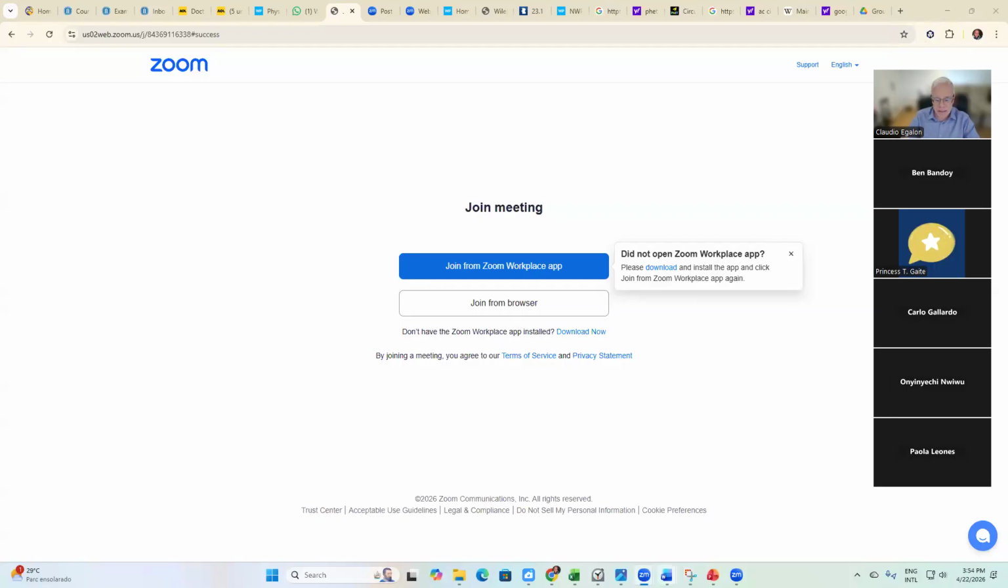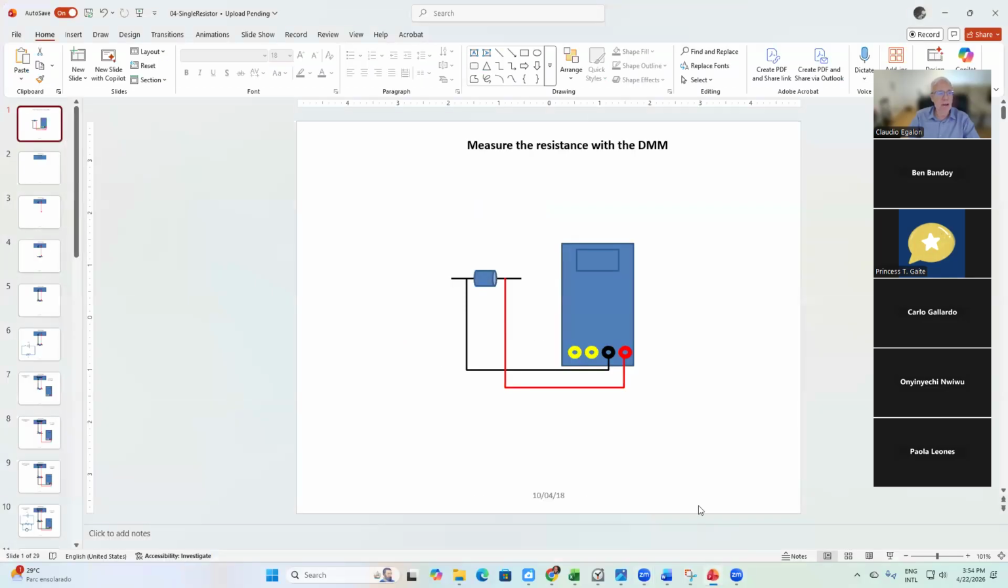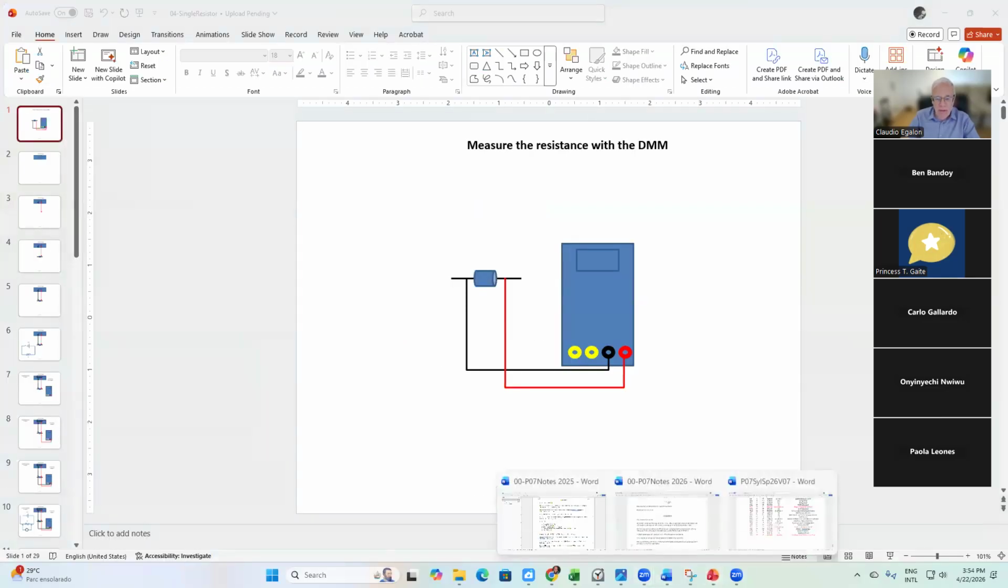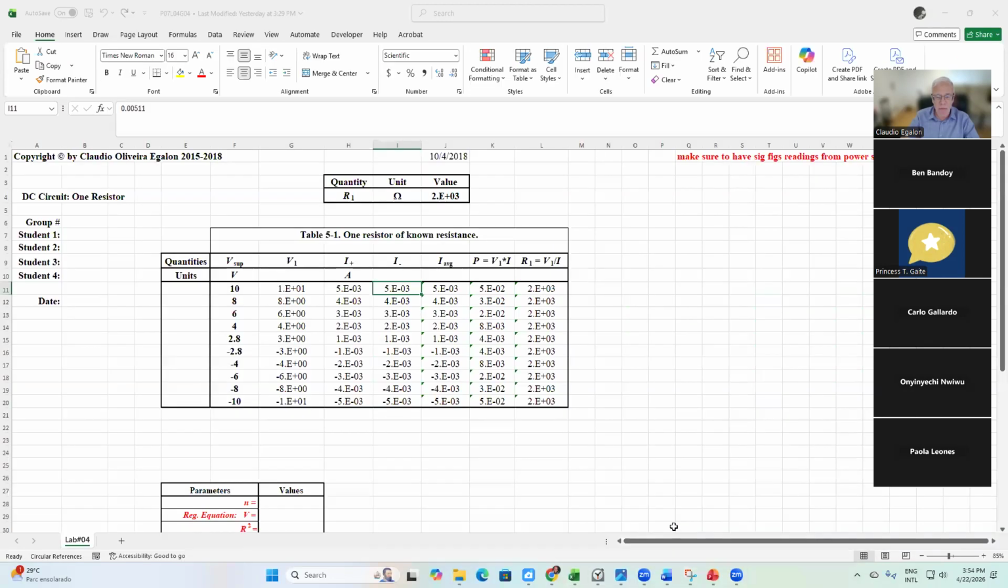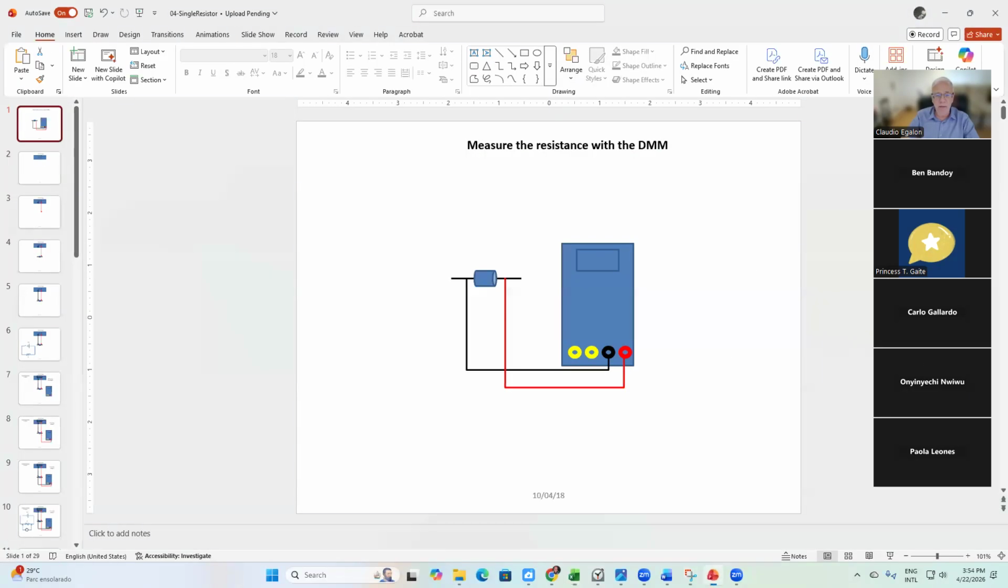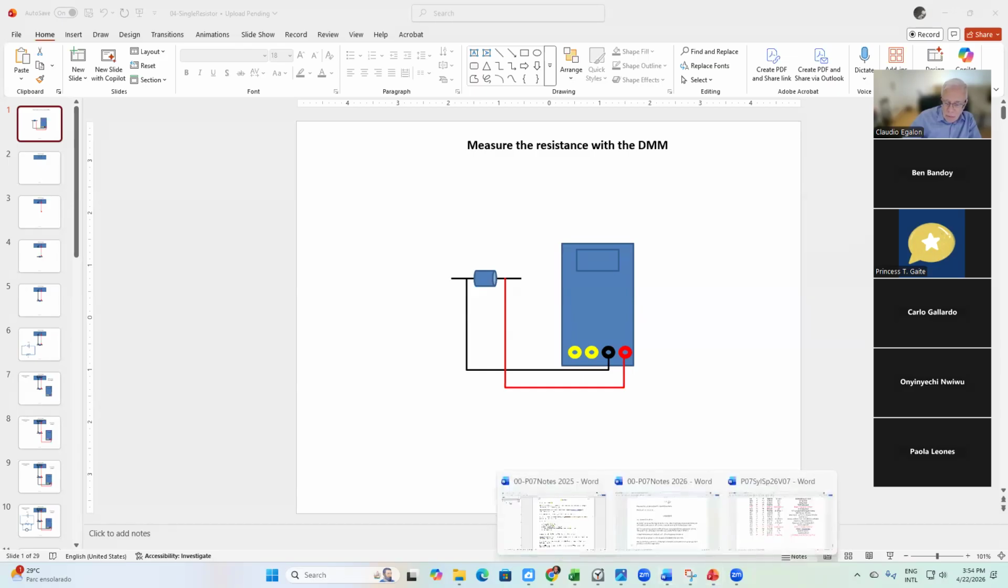And here you go. First step, right? First step is to measure the resistance of the resistor that we are going to put in the circuit to verify Ohm's law. And that's what this table is all about, okay? Resistor number one, that's the value of the resistor number one for this group, right? That's the first step. And I will get my notes as well.